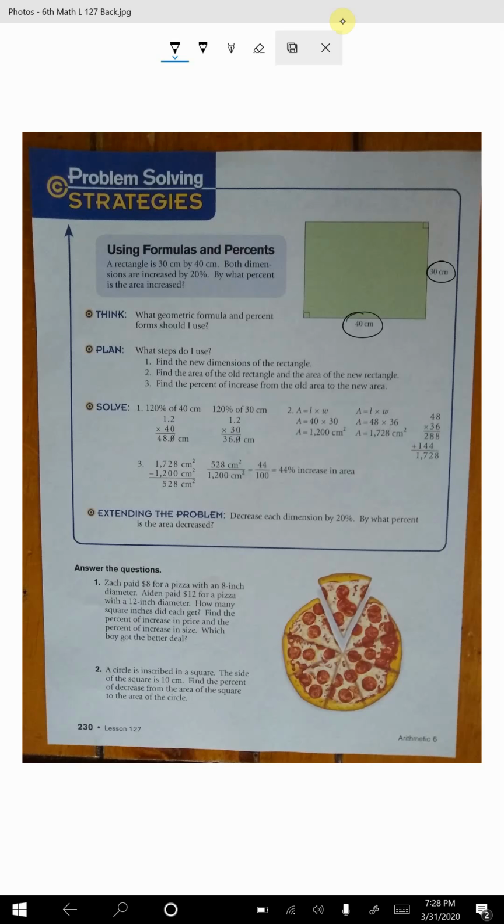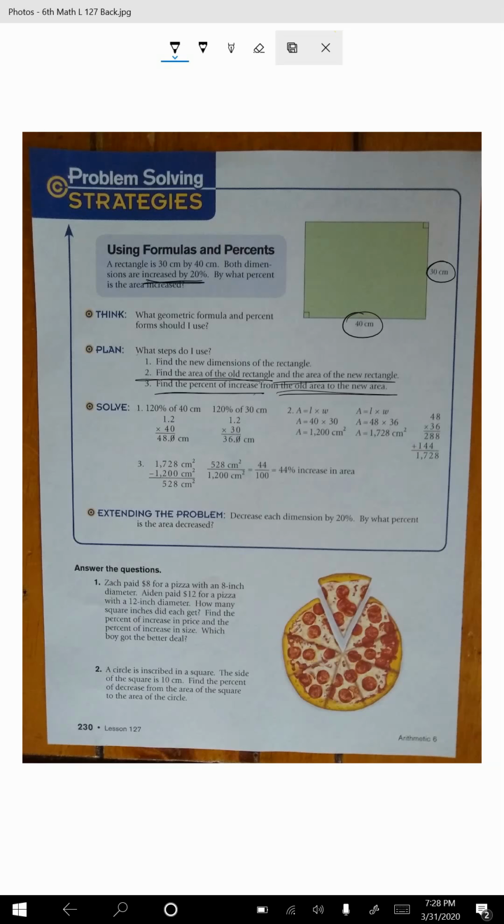What geometric formula and percent forms should I use? Well, first of all, what kind of shape is this? It is a rectangle, and so what geometric formula should you use? Probably the area. That's what I'm guessing. What steps do I use? Find the new dimension of your rectangle. That means increase your rectangle by 20% first. Find the area of the old rectangle and the area of the new rectangle. Find the percent of increase from the old to the new.